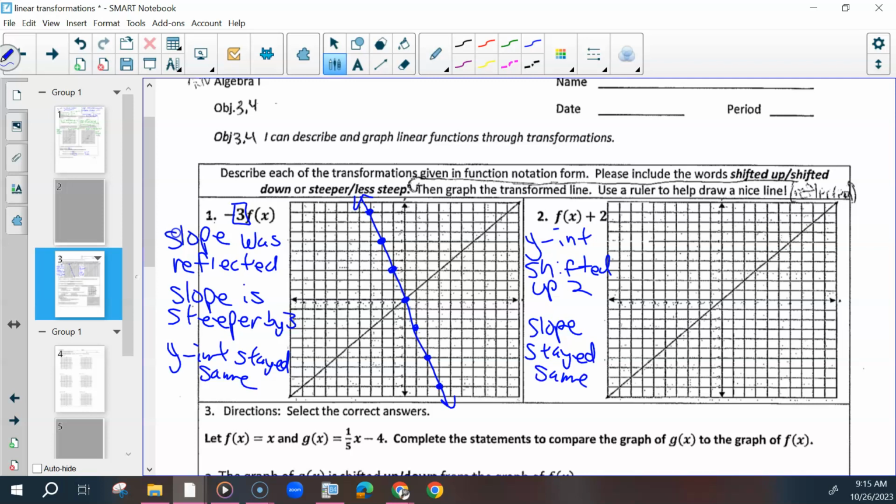So where would our new y-intercept be? At positive 2. Our slope stayed the same, so it was 1 over 1, so we're going to plot a bunch of up 1 over 1 points. And down 1, right, down 1 left 1.